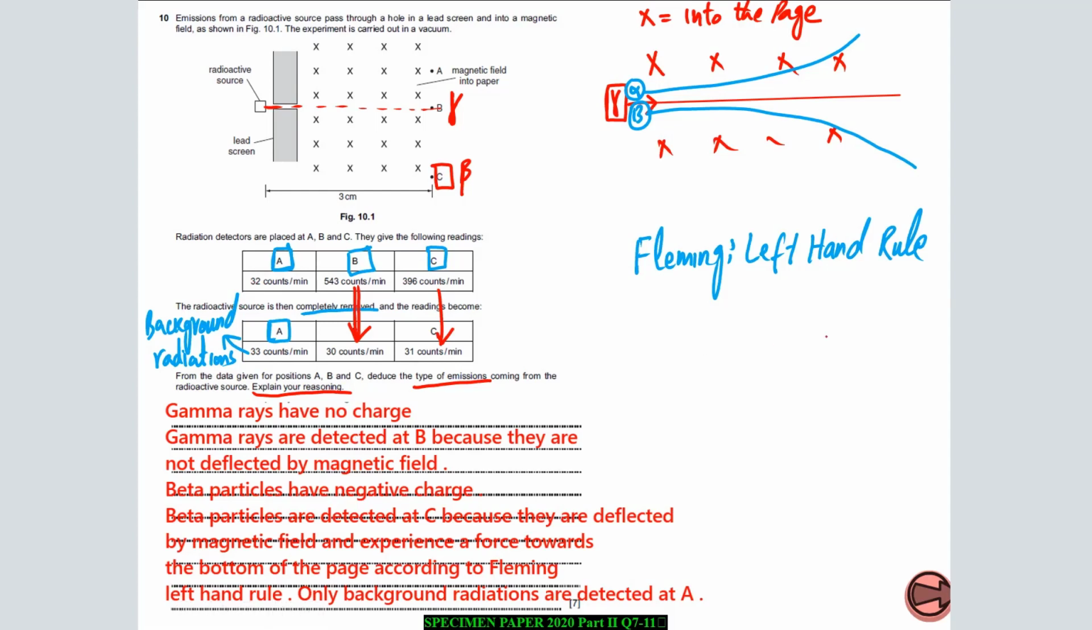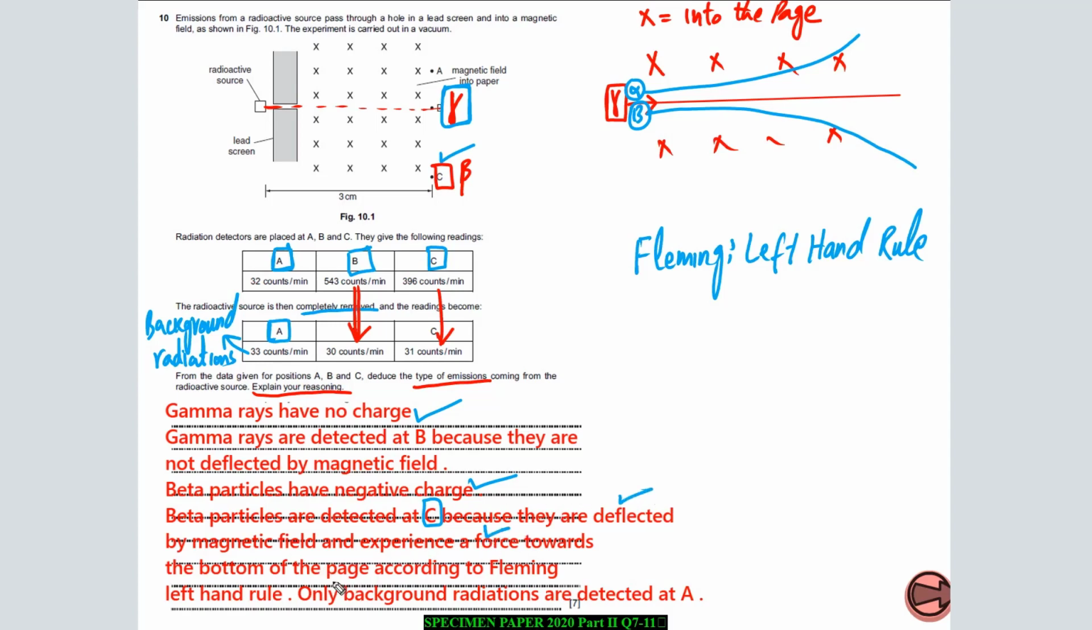Gamma rays, as they don't have charge, just go in a straight line. Gamma rays are detected at B, as I explained to you before. They are detected at B because they are not deflected by the magnetic field. Beta particles have negative charge, and they are detected at C because they are deflected by the magnetic field because they have charge.